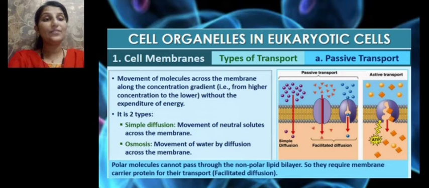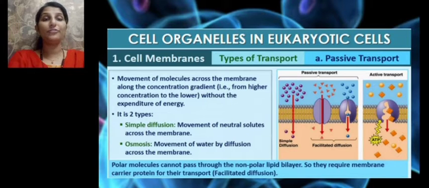We can see this is facilitated diffusion, in which particles move along the carrier proteins. The carrier proteins help the passing of certain charged or polar molecules from one side to the other side. Whereas this is simple diffusion, which is nothing but movement of substances from higher concentration to lower concentration.